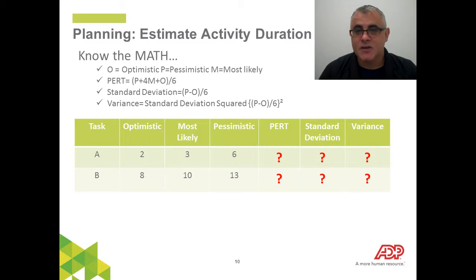Then we have a standard deviation formula that you're going to need to have memorized. That's your pessimistic time minus your optimistic time divided by 6. And then when we want to talk about variance to your standard deviation, we're going to take the standard deviation formula and square it.